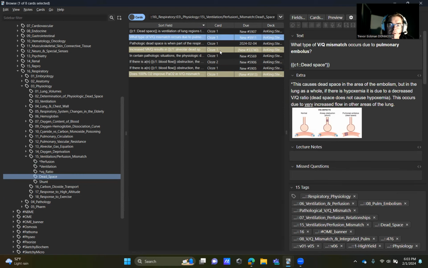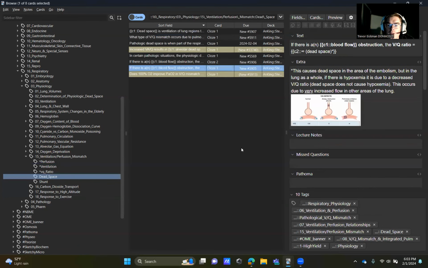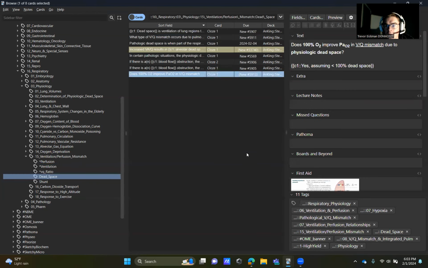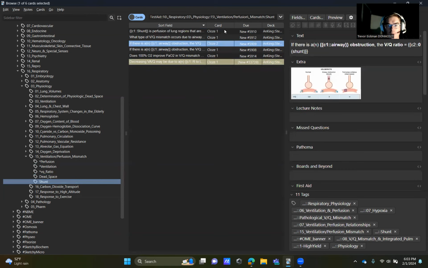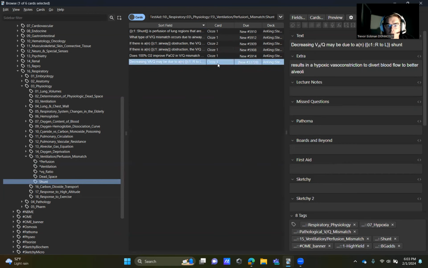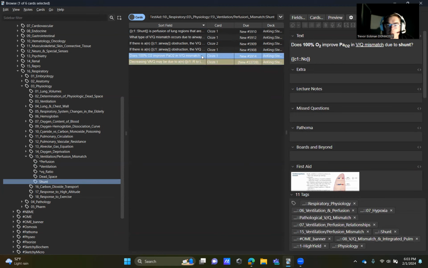And then dead space, the first three, skip one. And then these three here, and then don't pick up the last one unless you want. It confused me. And then going to shunt, all of them except the last one, just because I feel like the VQ relationships in relation to the shunt, I don't feel like that matched with what was taught very well. So I don't want to confuse all of you, because it confused me. So I didn't pick those ones up.